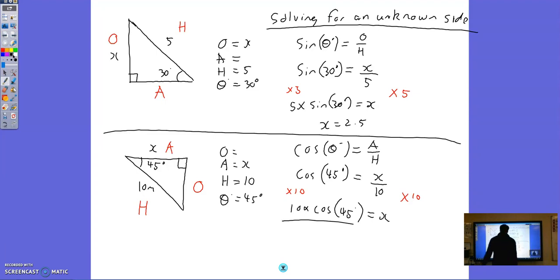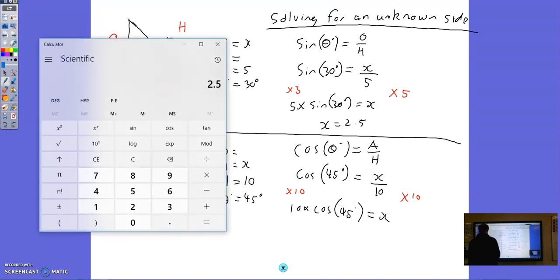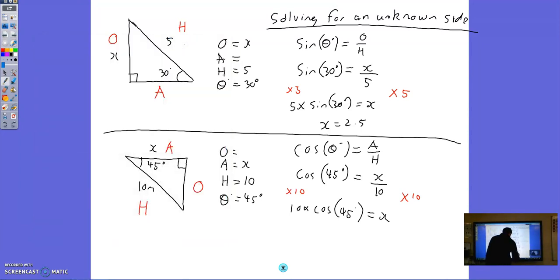And I'm going to throw all of this into a calculator. So I find cos of 45 degrees. I'm going to multiply that by 10. Now, no decimal places have been given at this point, so I'm just going to do it to 2 decimal places, which would be 7.07. So in this case, we're going to have x is equal to 7.07, and the units are meters. So 7.07 meters.